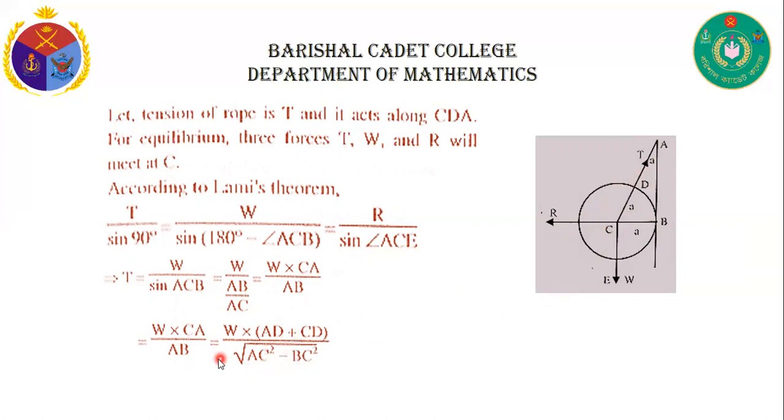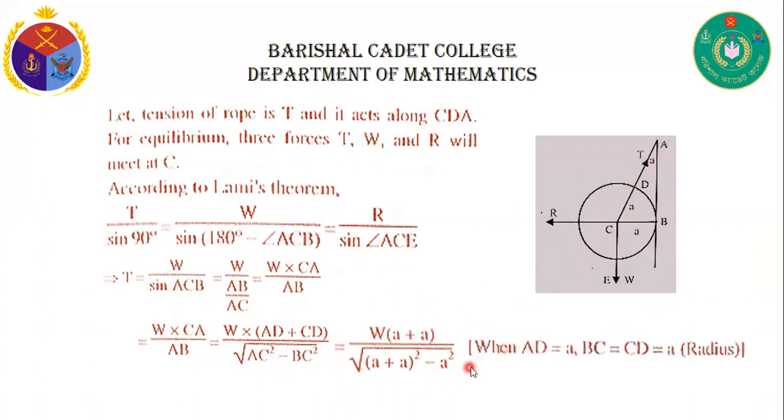and we can write AB as the square root of AC square minus BC square. So now W equals W into A plus A, AD equals A, and CD equals the radius, also A. And AC is A plus A, so AC square minus BC square. So when AD equals A, BC equals CD equals the radius A. So here 2A by root 3A square equals 2 by root 3 W.